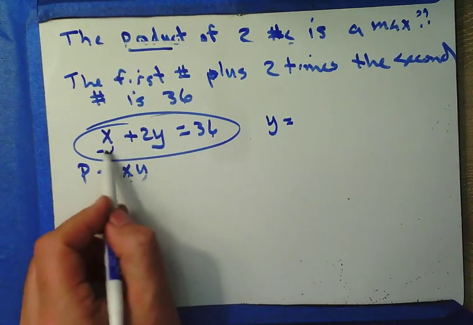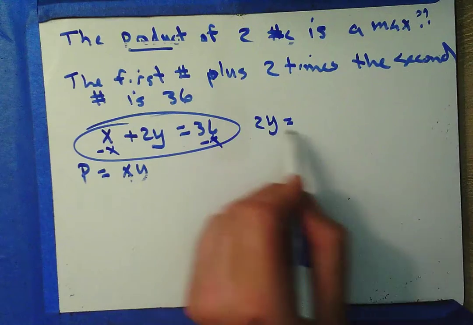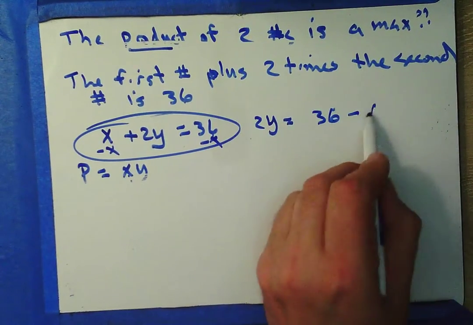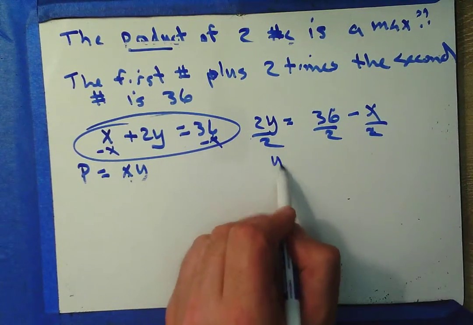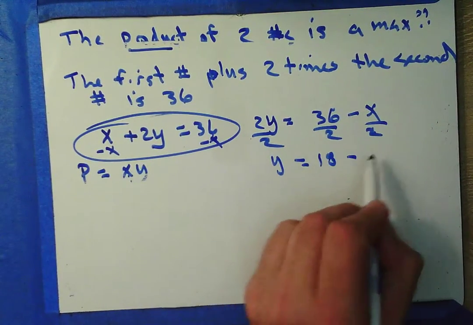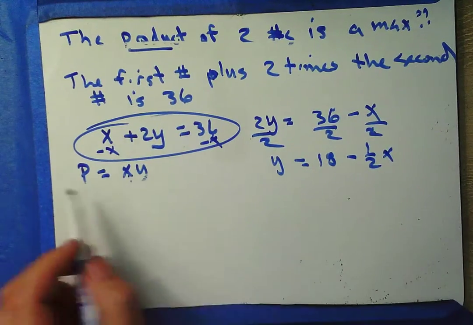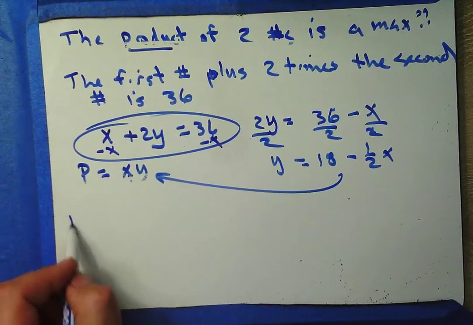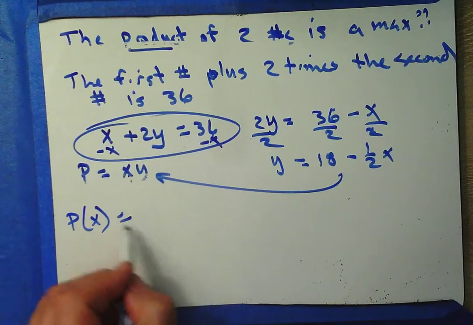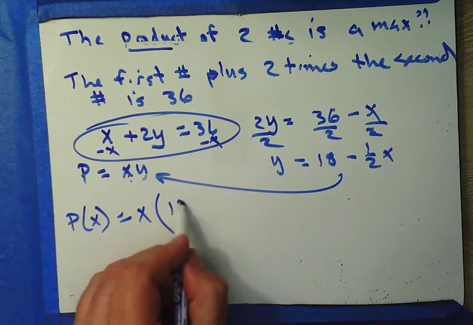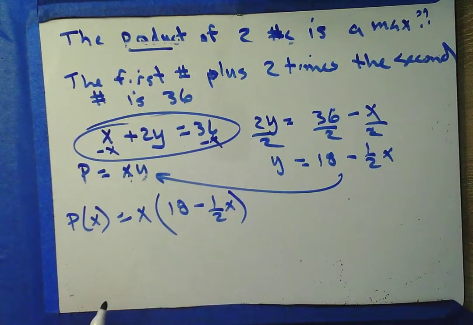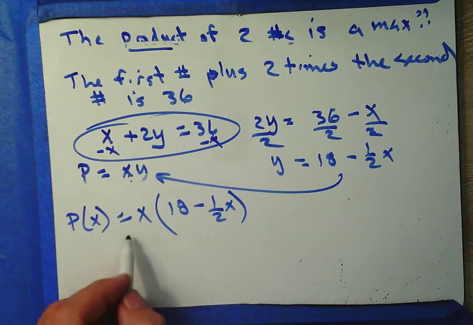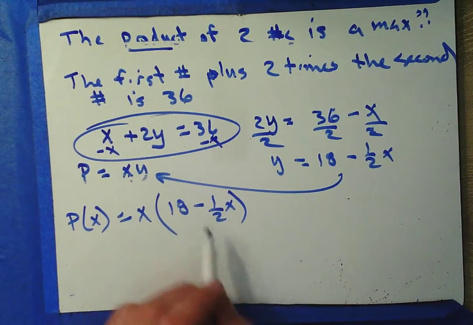Okay, so I'm going to subtract x from both sides, and I'm going to have 2y equals 36 minus x, and now I divide everywhere by 2. And I get y equals 18 minus 1/2 x. So when I plug this back into product, it can now be in terms of x's, the way many of you like, but it does have a fraction in it, which some of you don't like. I can still graph this, but finding the x-intercept here is a little more challenging.